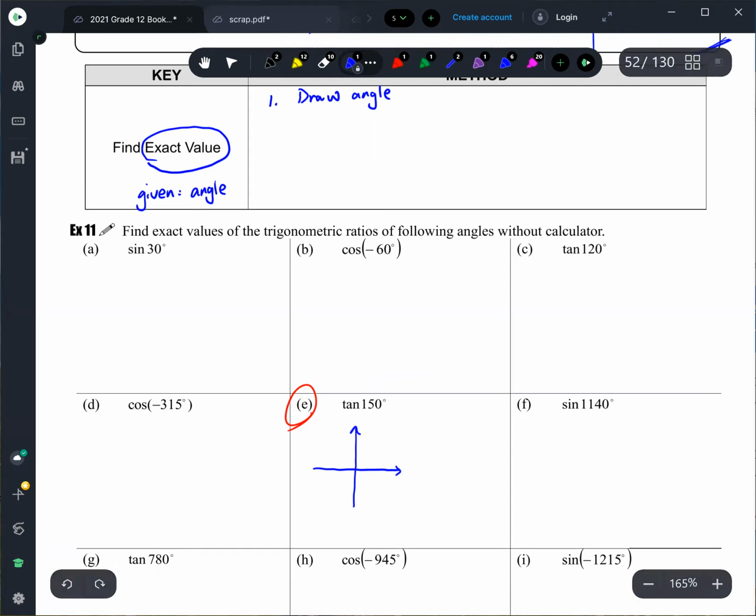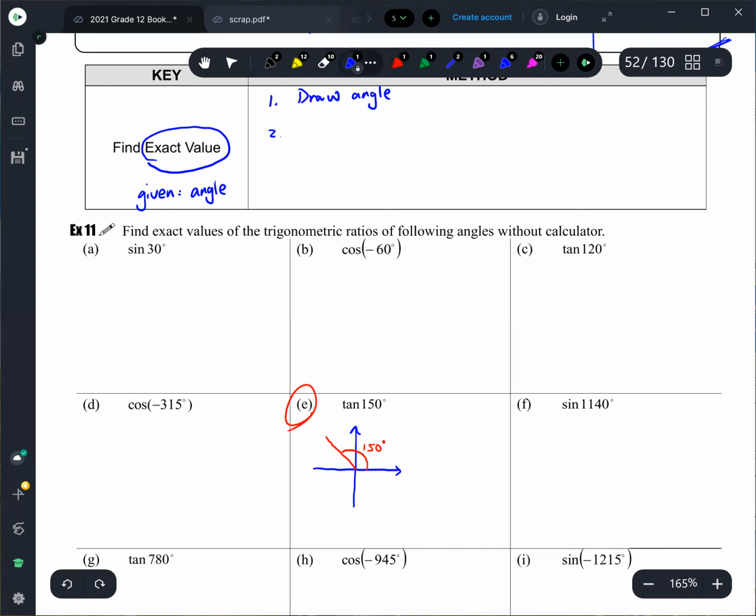Raise your hand if you have the picture of 150 degrees in standard position. Okay, so Nick, which quadrant is it? Quadrant 2. Okay, so let me draw it out. Quadrant 2, 150 degrees. I'll put a terminal arm there. So that's your step 1.